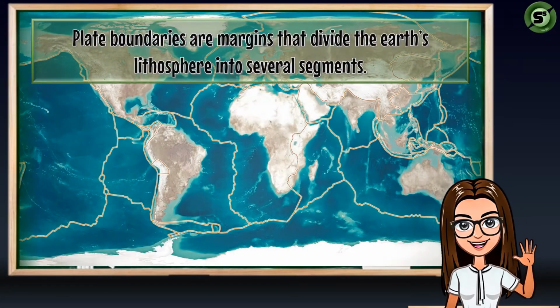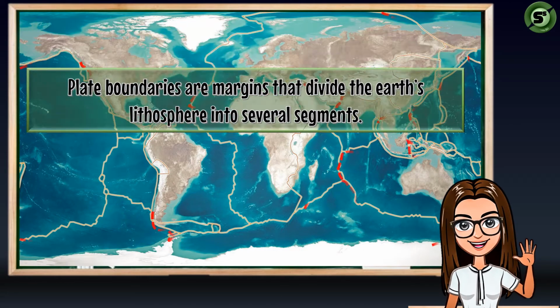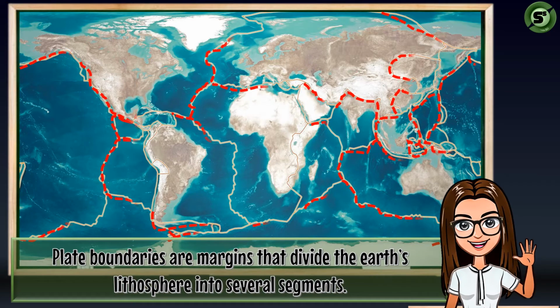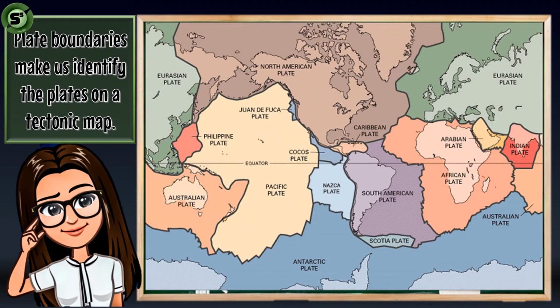Plate boundaries are margins that divide the Earth's lithosphere into several segments. And on this map, the red lines represent the boundaries of the plates. Plate boundaries make us know and identify the plates on the plate tectonic map.